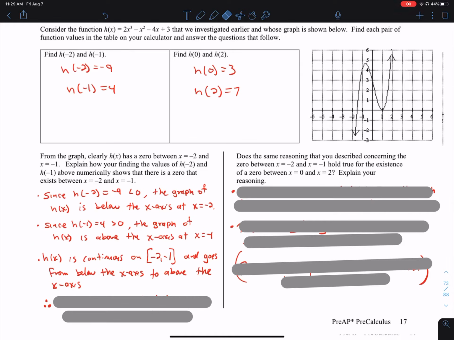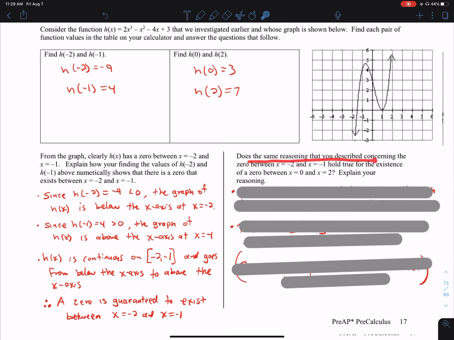What conclusion can we draw from that? Since the graph is continuous from -2 to -1, and it goes from below the x-axis to above it, the conclusion that we can draw is that a 0 is guaranteed to exist between x equals -2 and -1. Guaranteed.